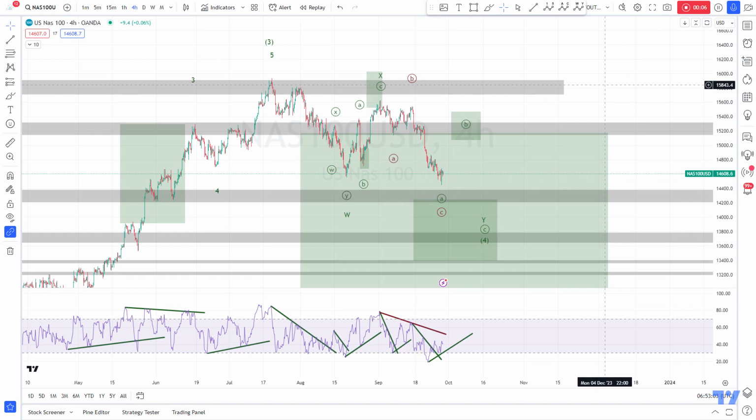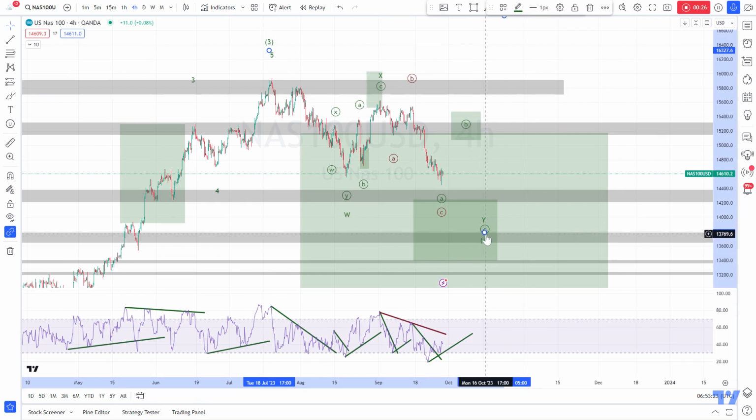Time is around 7 GMT, and we will have a look at the NASDAQ futures on the Oanda platform. So here we are looking at the 4-hour chart, and my take on the NASDAQ is that we made a wave 3 high here, and that we are currently doing a wave 4. This wave 4 is unfolding as a WXY pattern.